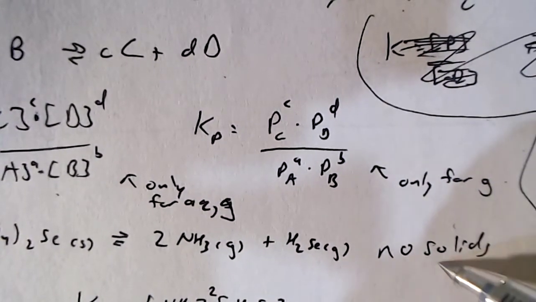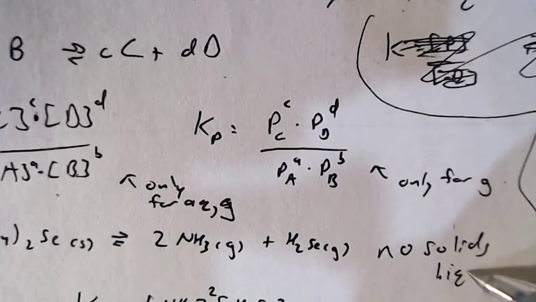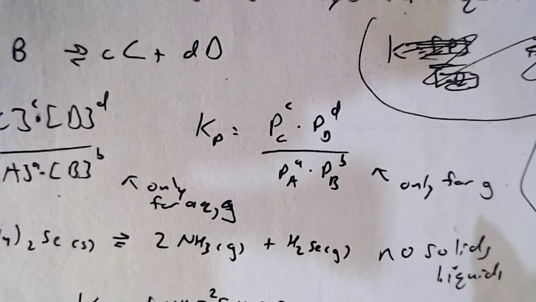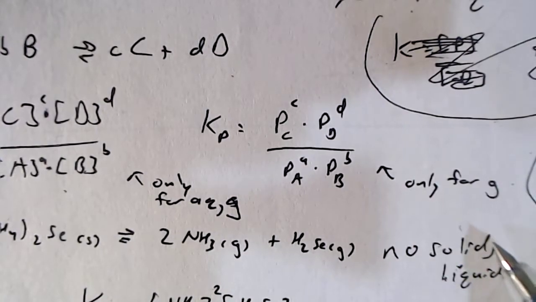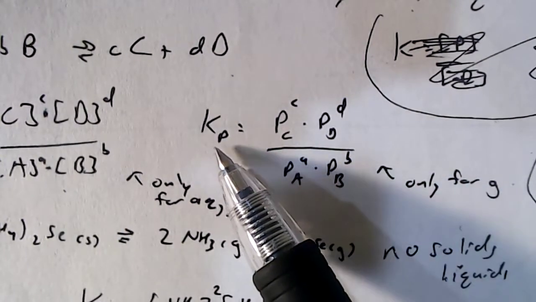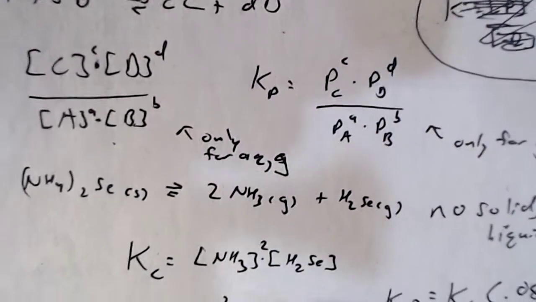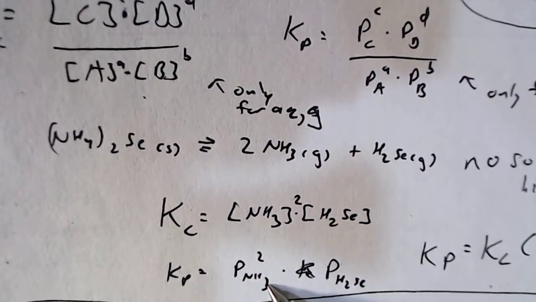No liquids, or pure liquids, should be included in equilibrium expressions. So what if we had to write the Kp expression for this reaction? Instead, we deal with the partial pressure of the products, but we would not ever include solid, liquid, or aqueous solutions. Kp only deals with partial pressures.